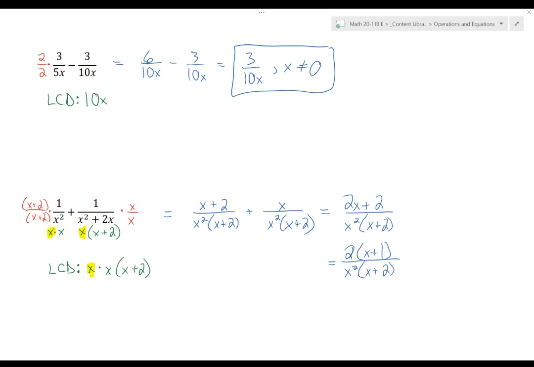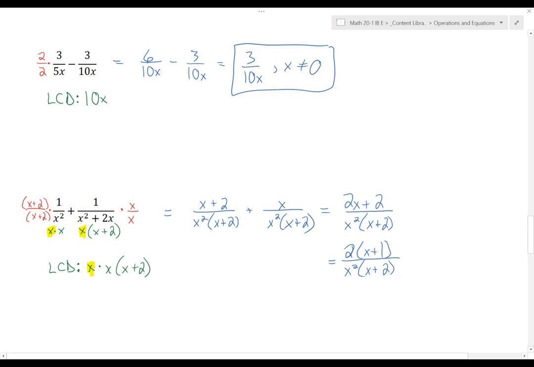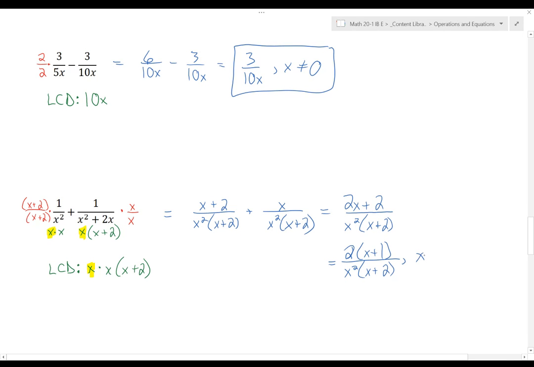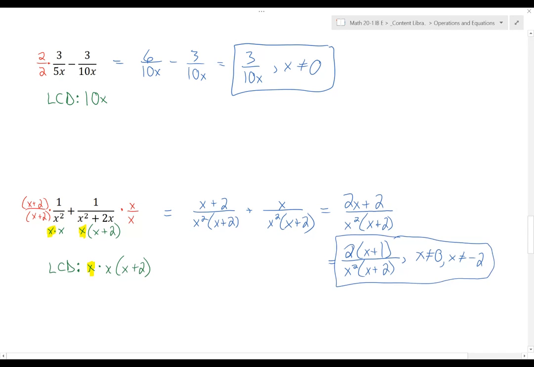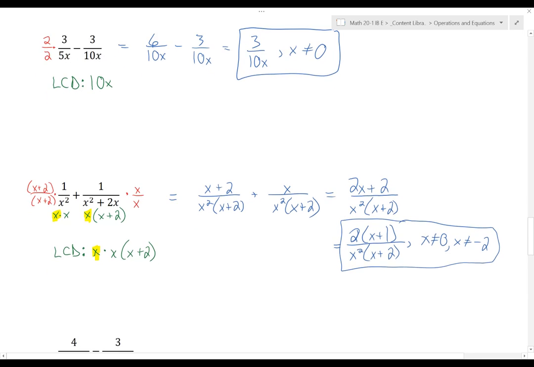Now I also want to think about my non-permissible values. So non-permissible values come from the original denominators. Here it's also the end denominator. X can't equal 0 and x can't equal negative 2. So that's our basic idea. Find the lowest common denominator by factoring. Then you can combine numerators. Then factor if possible to see if you can simplify any further.